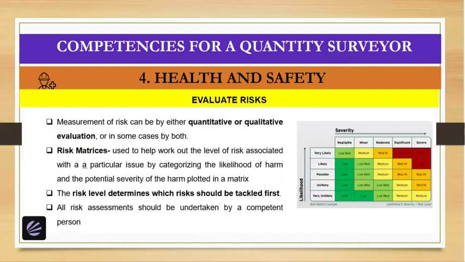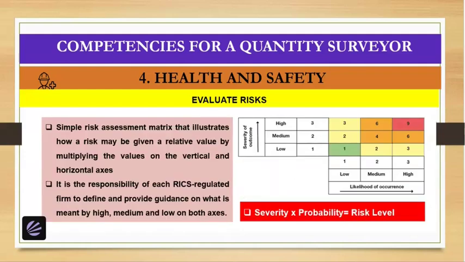Now, measurement of risk can be either quantitative or qualitative evaluation. And all risk assessments should be carried out by a competent person. The benefit is that risk matrices are used to help determine the level of risk associated with a particular issue by categorizing the likelihood of harm and the potential severity of the harm plotted in the matrix. The risk level determines which risk should be tackled first.